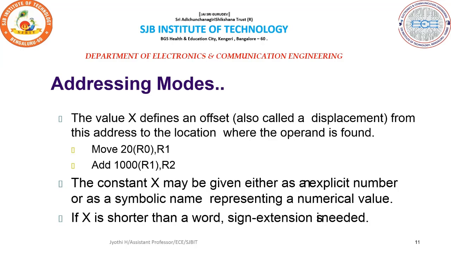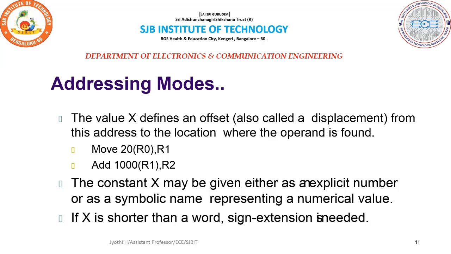operand is found. For example, Move 20(R0), R1 means the content of R0 is added with 20, and the content at that location is moved to R1. In Add 1000(R1), the 1000 along with the register content is added, and the content at that memory location is moved to the register R2.